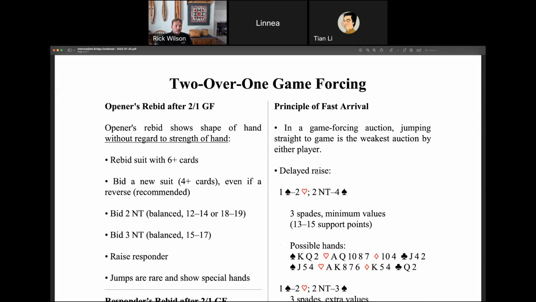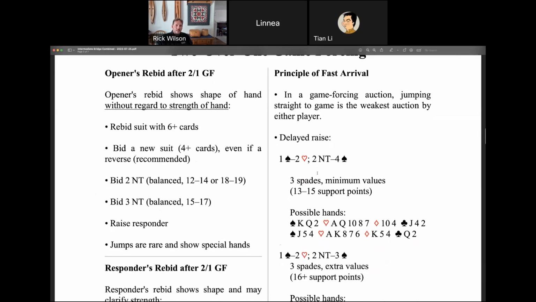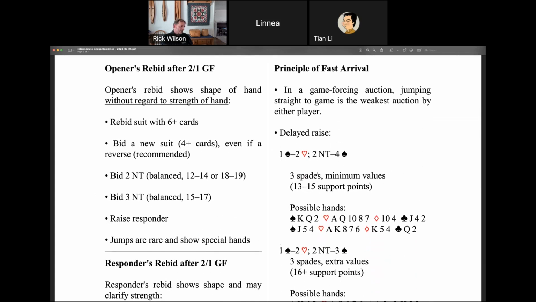But if you have 5-5 in a major and a minor, you bid the major, right? Yeah. Mm-hmm. 5-5 in anything will bid the higher ranking.